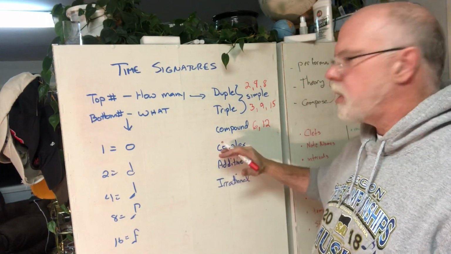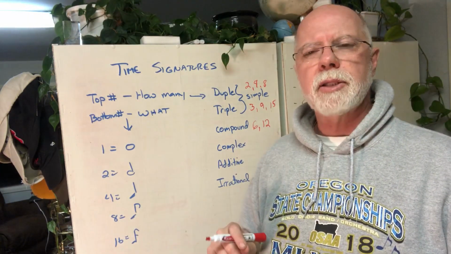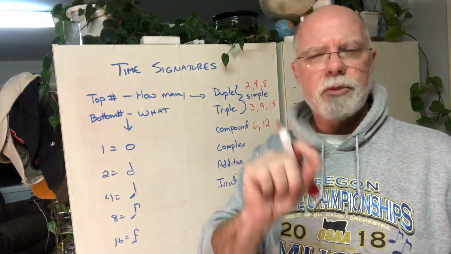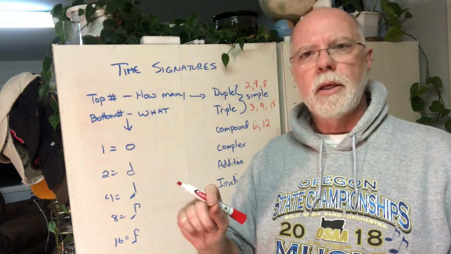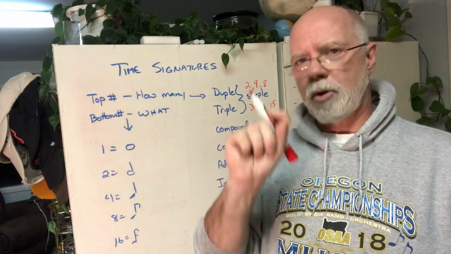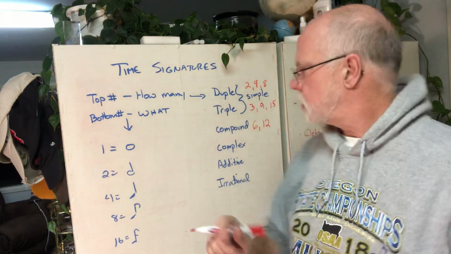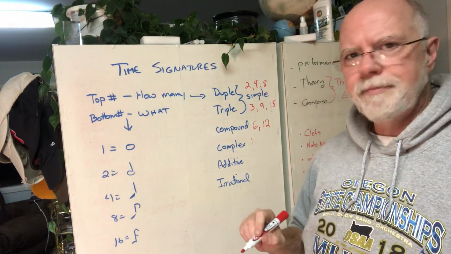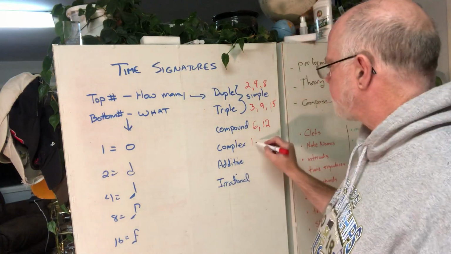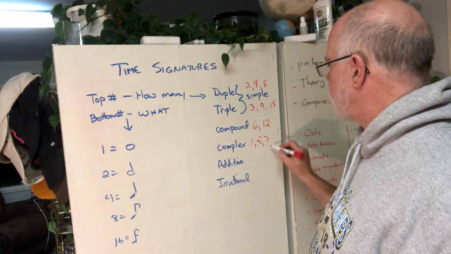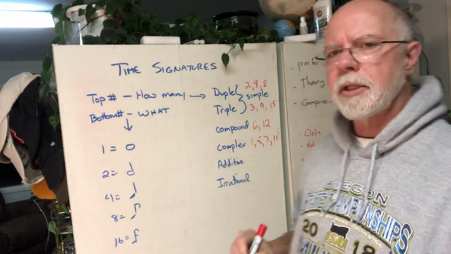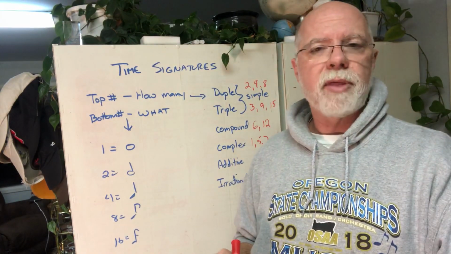The next one is what we call complex, and a complex is neither divisible by 2 or 3. So in this case, it's most prime numbers except for 2 and 3. So we would have 1, that would be a complex time signature, 5, 7, 11, etc. And we know songs that have those time signatures.